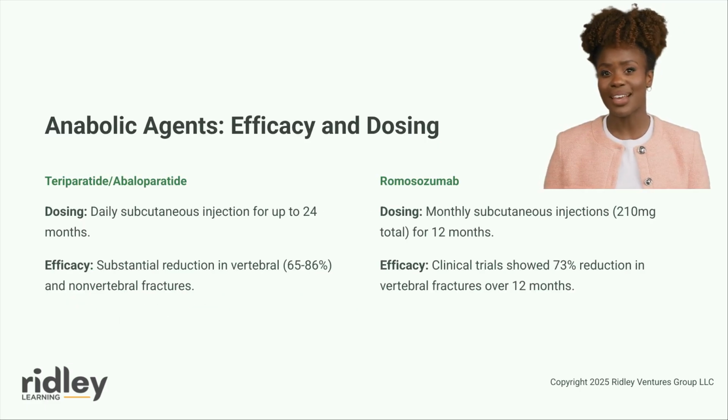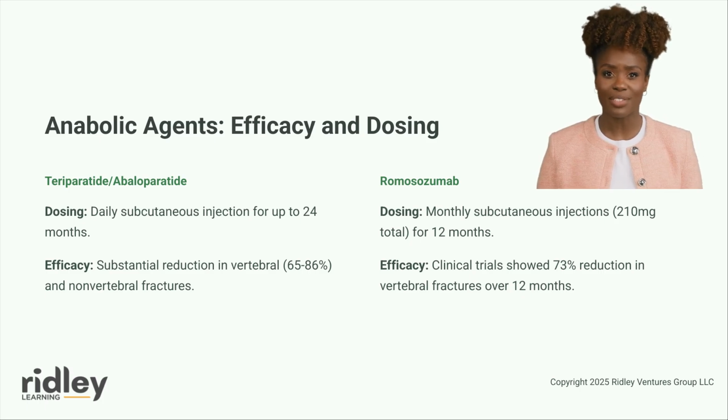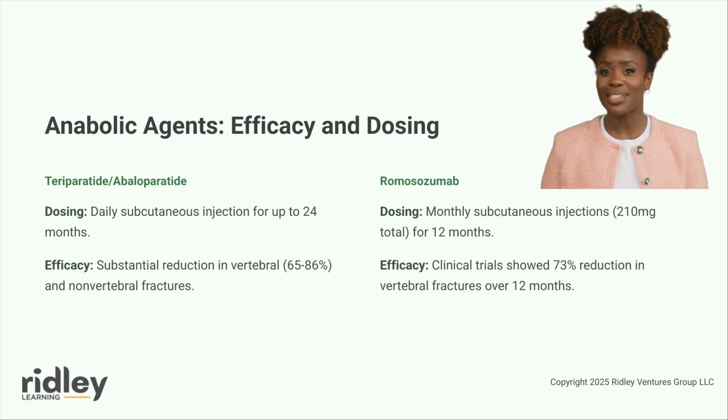Teriparatide is administered as a 20 microgram daily subcutaneous injection for up to 24 months. Clinical trials have demonstrated 65% reduction in vertebral fractures and 53% reduction in non-vertebral fractures. Abaloparatide is administered as an 80 microgram daily subcutaneous injection, also for up to 24 months. It has shown 86% reduction in vertebral fractures and 43% reduction in non-vertebral fractures in clinical trials.